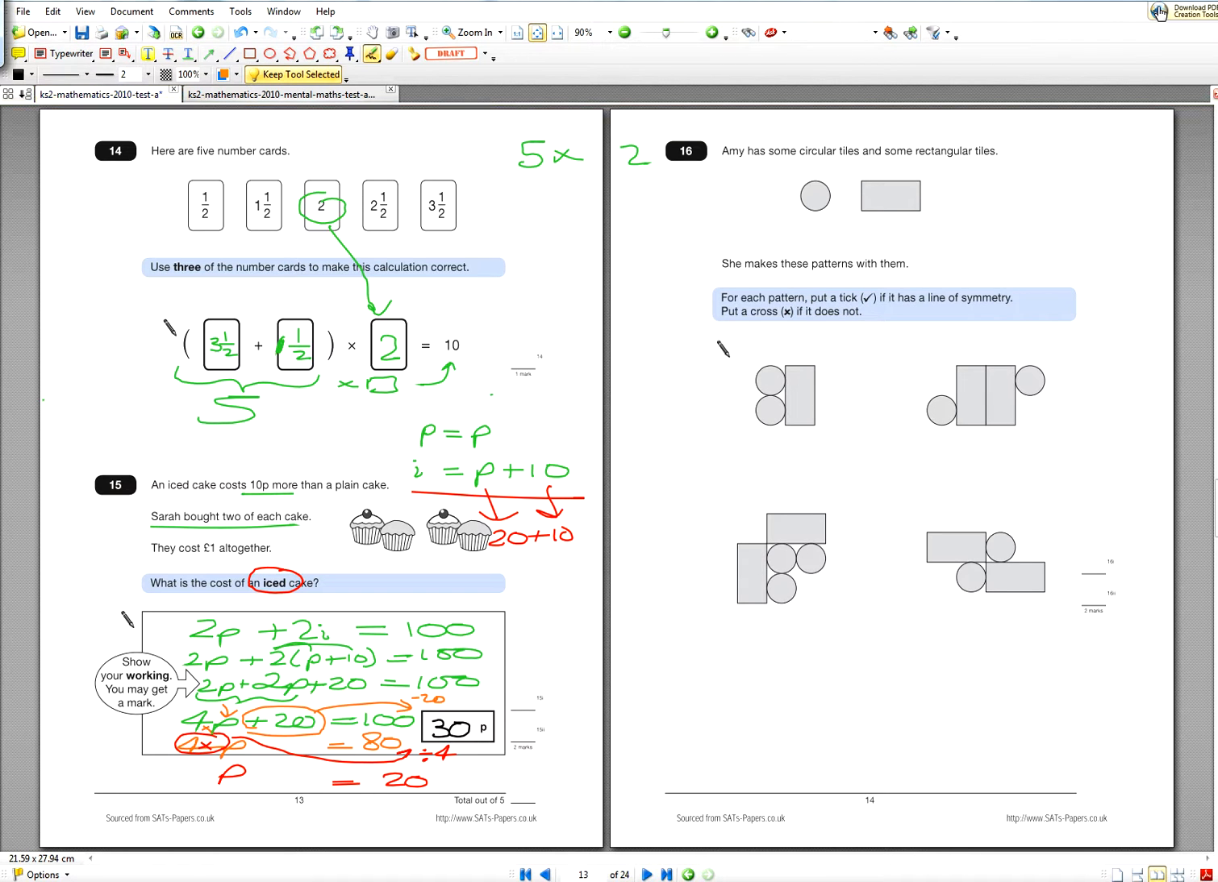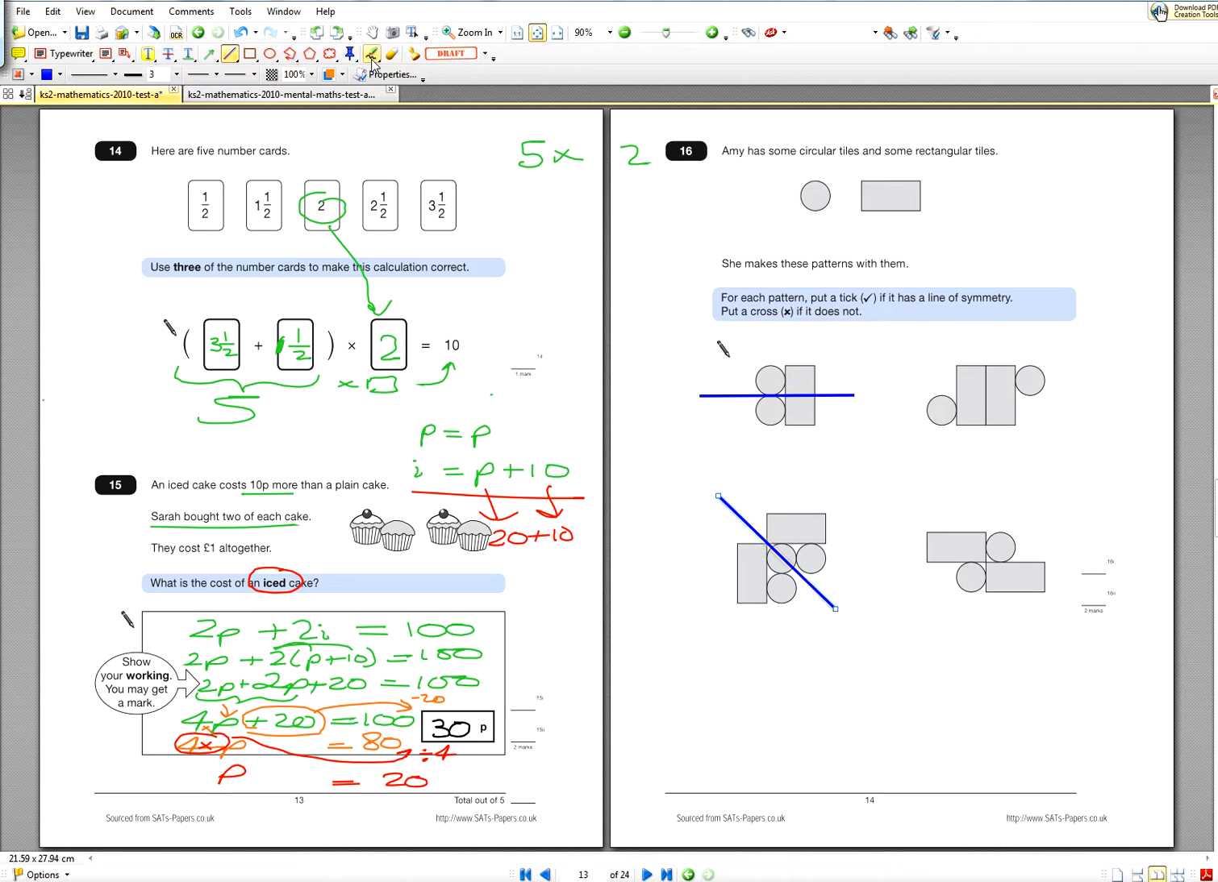Line symmetry. Okay, line symmetry means let's get a line. Is that line symmetry? Yes. Is that line symmetry? No. Yes. Okay. So how many shapes do you have line symmetry then? 2 shapes. Well done.